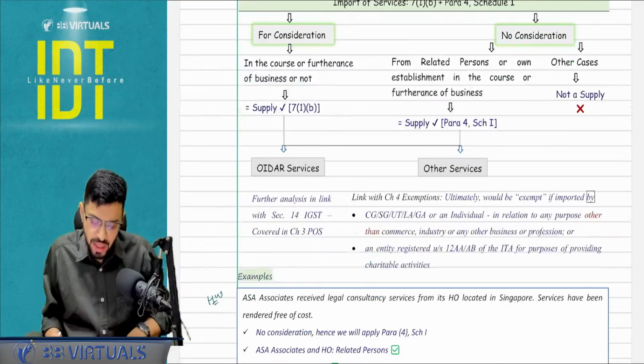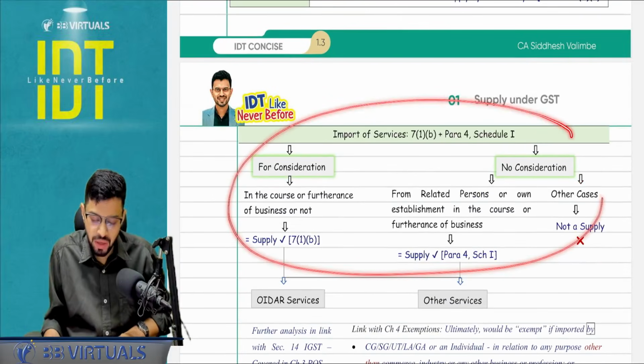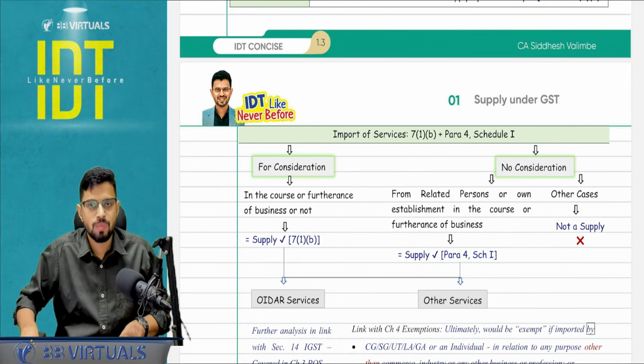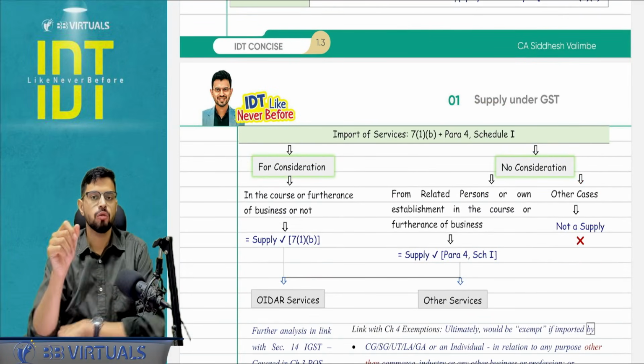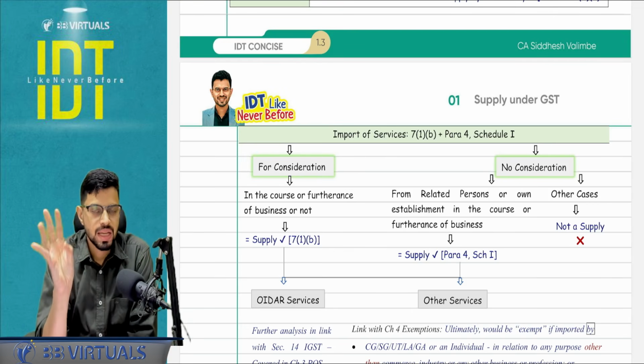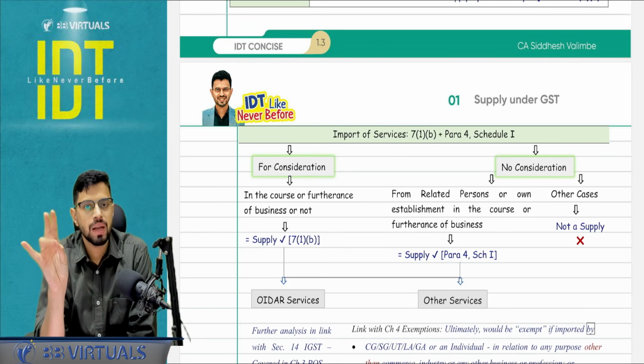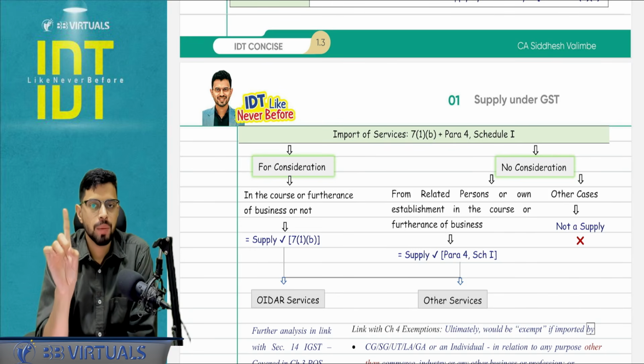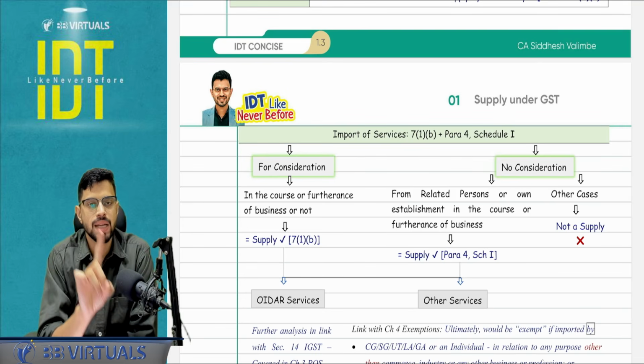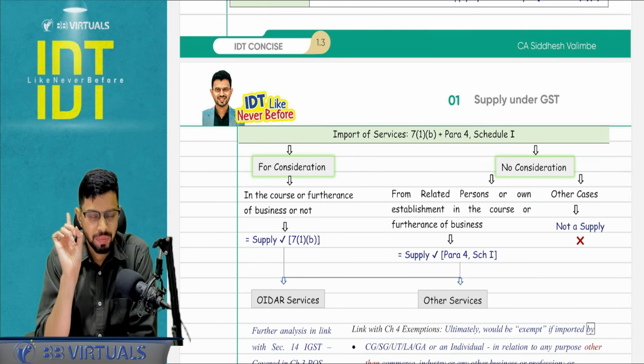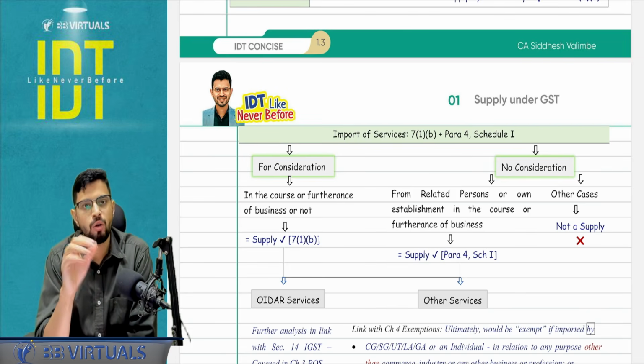Is this okay? Then we had covered a small interlink with paragraph number 4. What was paragraph number 4, sir? Paragraph number 4 was import of services without consideration. It will be a supply if two conditions are satisfied. Condition number 1, you are importing from a related person or your own establishment outside India. And condition number 2, it should be for your own business.